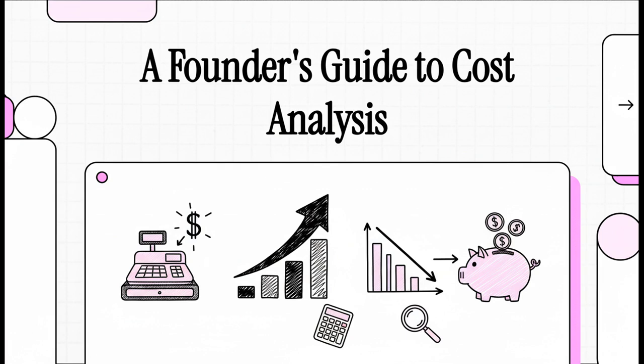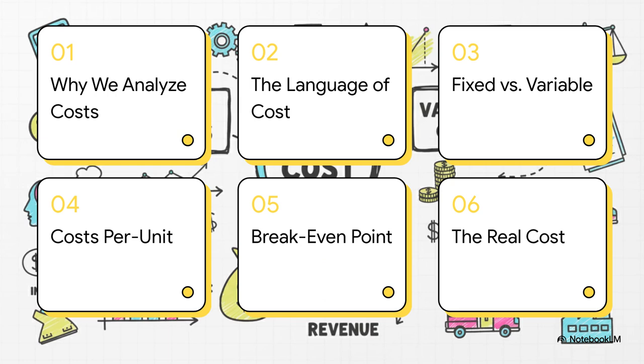We are doing a deep dive into cost analysis, which is basically the essential toolkit you need to make smarter and more profitable decisions. All right, so here's our roadmap for today. First, we're going to talk about why this stuff even matters. Then we'll get into the lingo, the language of cost, before we unpack the difference between fixed and variable costs. After that, we'll zoom in on what it costs to make a single item. Then we'll find that magic number, your break-even point. And we'll wrap it all up by thinking about the real cost behind every single decision you make.